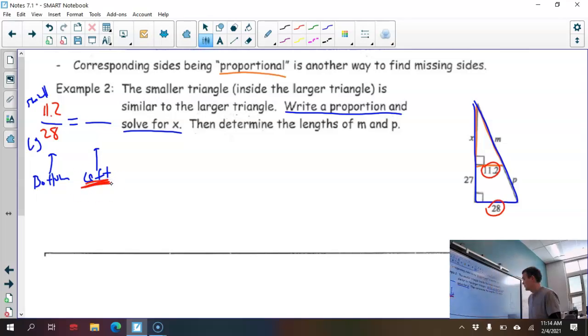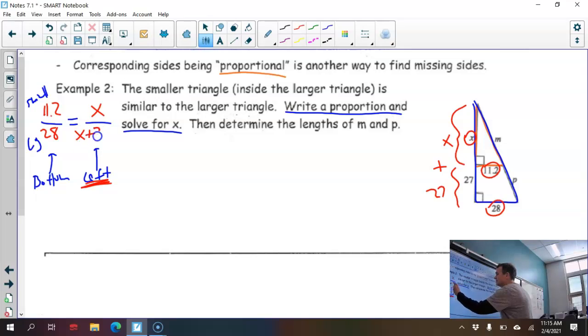Now I'm going to go to the left side of the triangles. On the left side, the small triangle has a length of x. Now the large triangle, the blue triangle, has a side length of x and 27 added together. So that length is actually x plus 27. And I know that these are proportional because all the side lengths are proportional when the triangles are similar. So I can make a proportion which I can then solve.